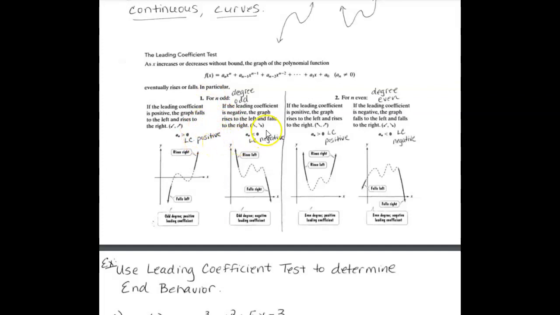So there's 4 cases. To know which of those situations occurs, we look for the degree and check to see if that's even or odd. So an odd degree case here, even degree over here. And then the leading coefficient could be positive or negative. So in both the even case and the odd case, we'll talk about positive and negative leading coefficients.